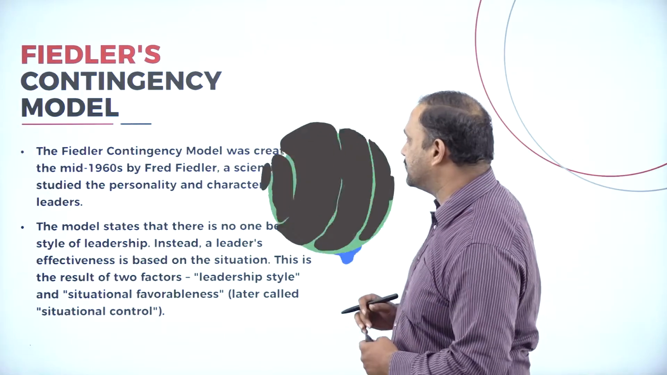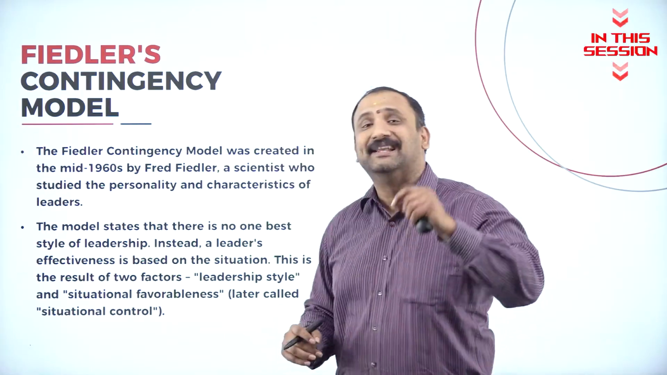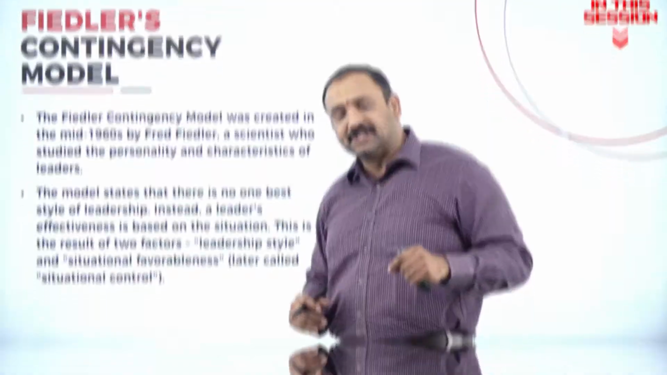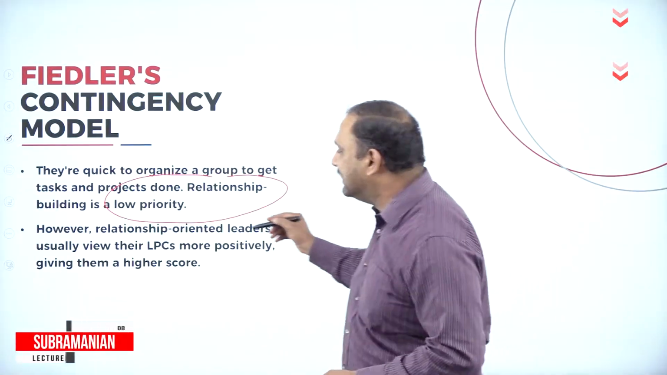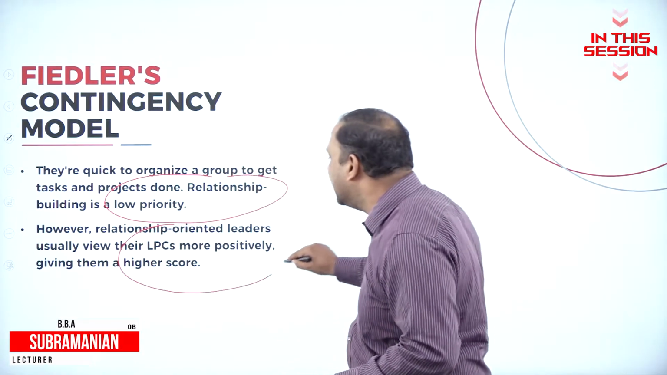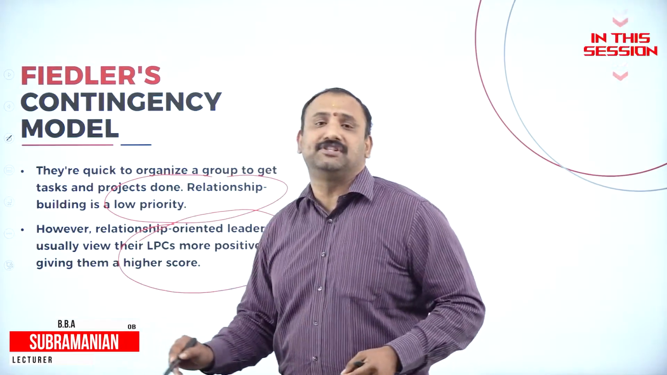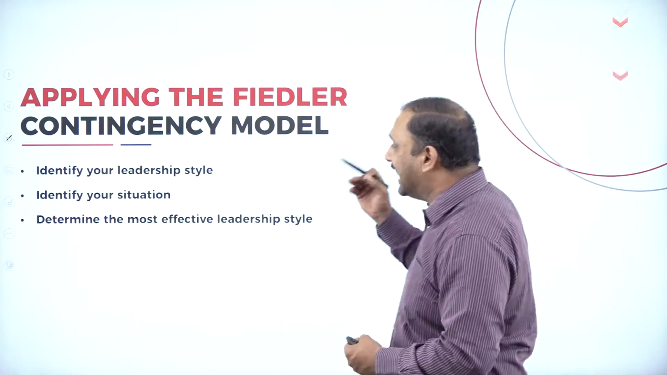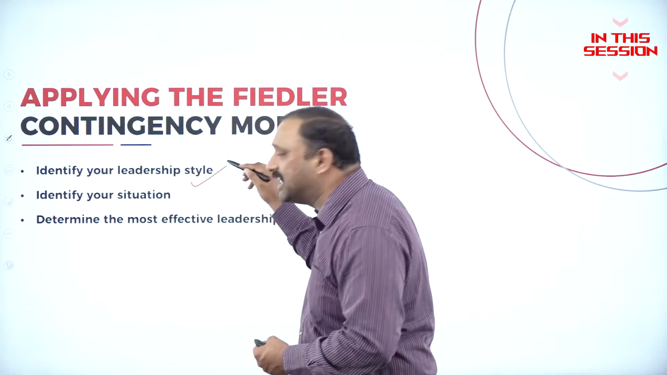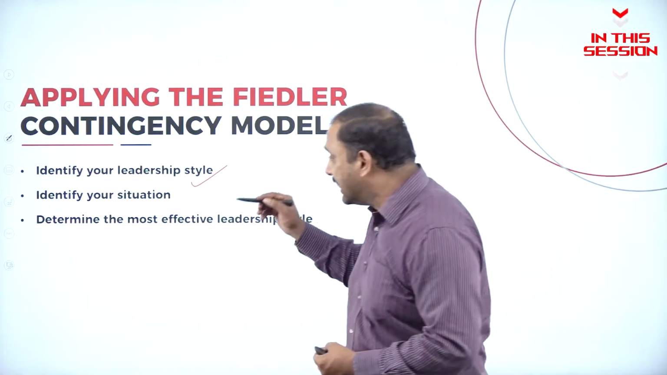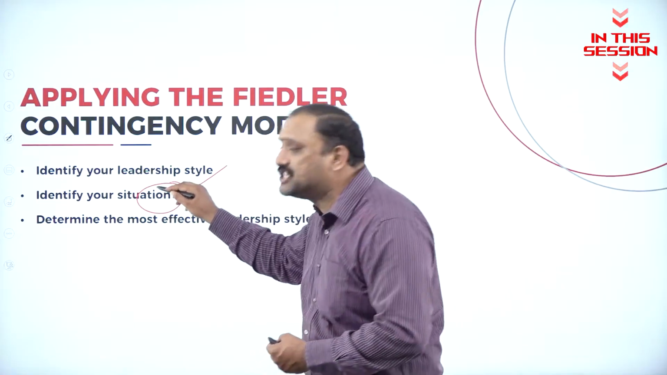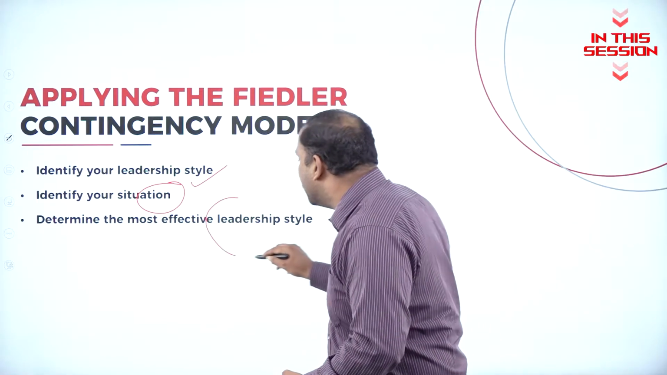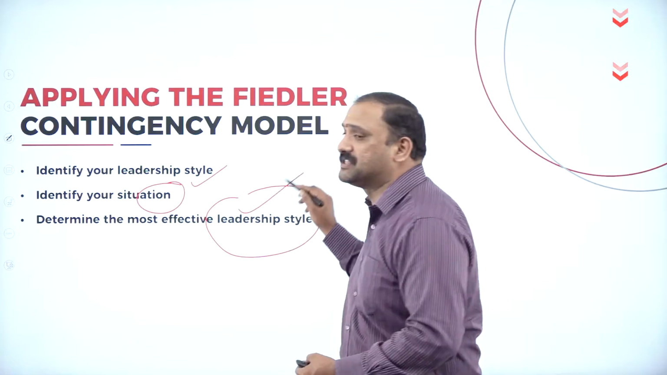The Fiedler's contingency model was created in the mid-1960s by Fred Fiedler, a scientist. The relationship-oriented leaders usually view their LPCs more positively. The Fiedler contingency model, which is very, very important, will help you to identify your leadership style. It will help you to identify the situation in which you are working. It will also determine the most effective leadership style.